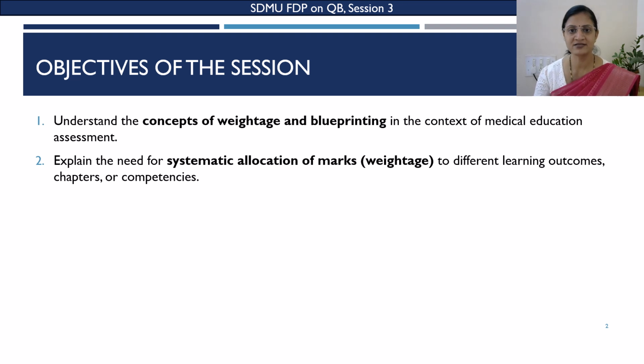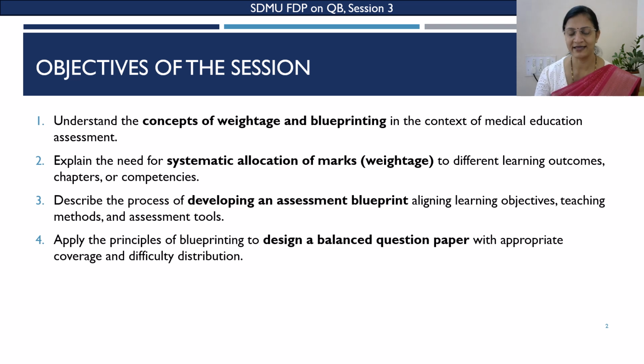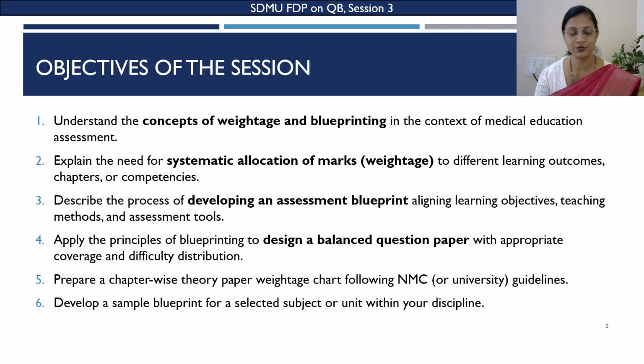Then the need for systematic allocation of marks, that is the weightage based on different learning outcomes, different chapters or the competencies which are listed in the CBME document. To develop an assessment blueprinting aligning with the learning objectives, teaching methods and assessment tools. To design a balanced question paper with appropriate coverage of course content and the difficulty distribution. Prepare a chapter-wise theory paper weightage following NMC guidelines. And finally, you can develop a sample blueprint for your subject or unit within your discipline.